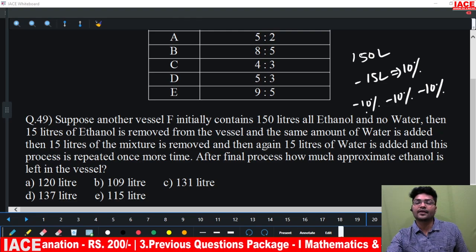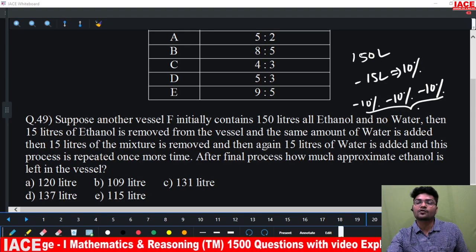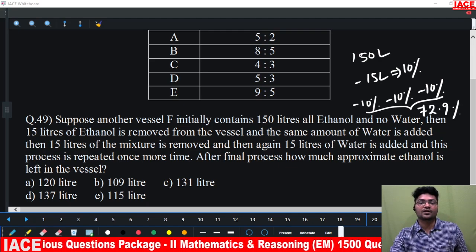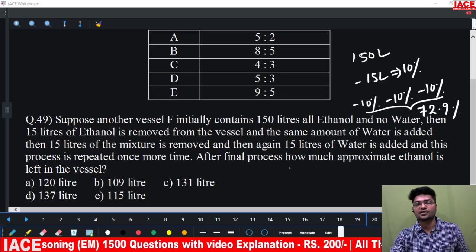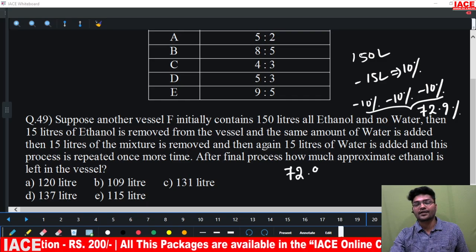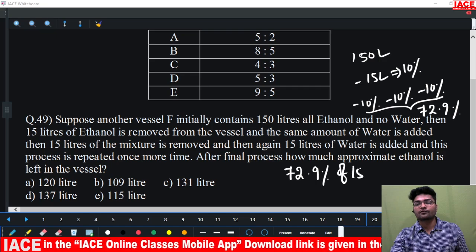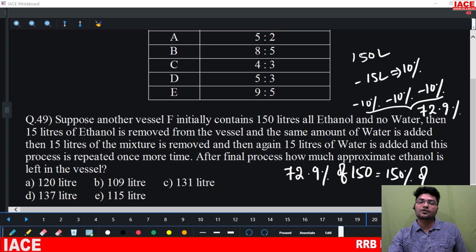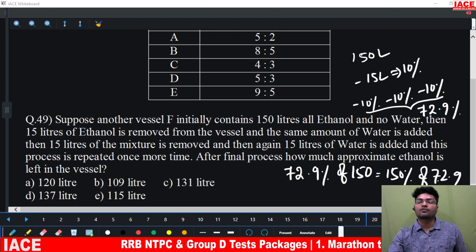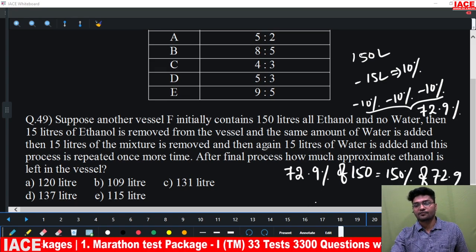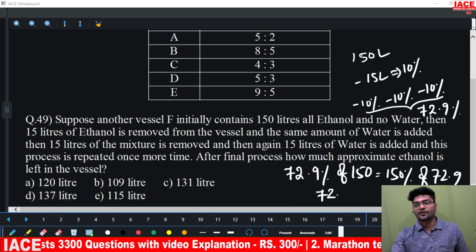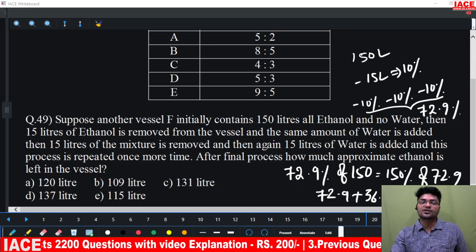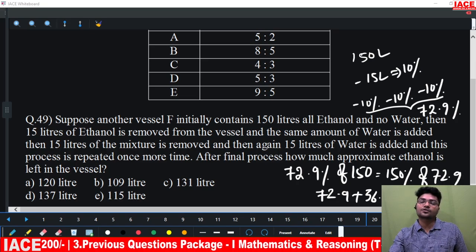Successively means the remaining amount will be how much? Remaining amount will be 72.9 percent. Remaining amount of ethanol will be 72.9 percent. So 72.9 percent of 150. This we can also write as 150 percent of 72.9. 150 percent means 100 plus half, that is 50 percent. So I have 72.9 plus half, which will be 36.45. 36.45 means how much is this value equal to?